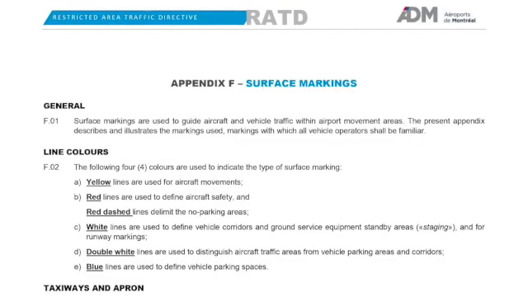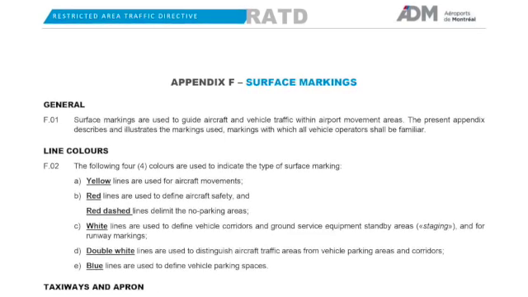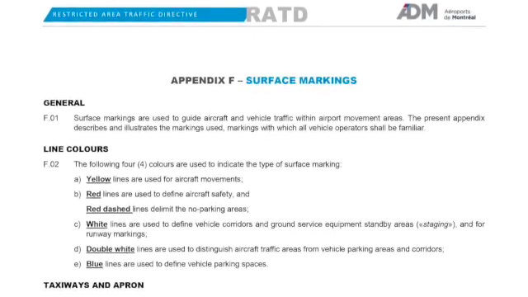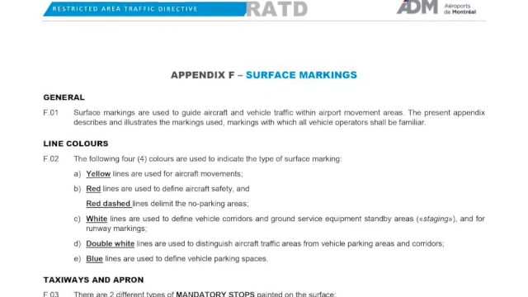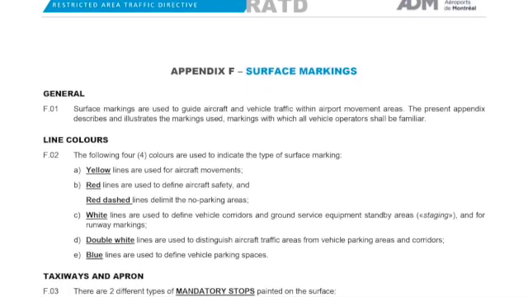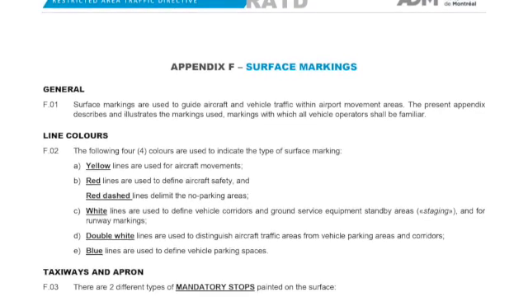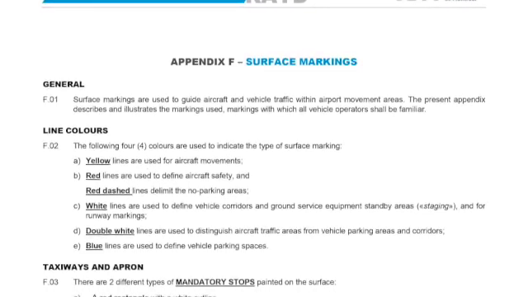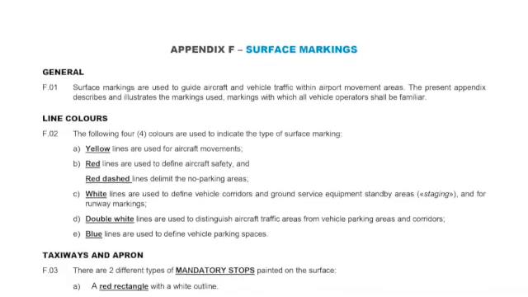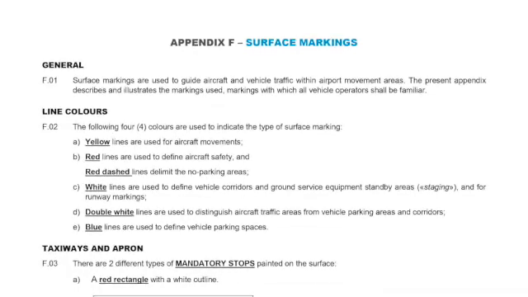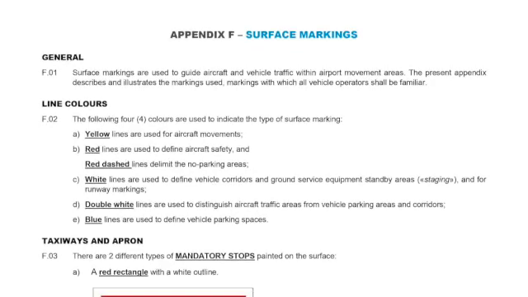Appendix F, Surface Markings. General. F.01 Surface markings are used to guide aircraft and vehicle traffic within airport movement areas. The present appendix describes and illustrates the markings used, markings with which all vehicle operators shall be familiar. Line colors. F.02 The following 4 colors are used to indicate the type of surface marking.